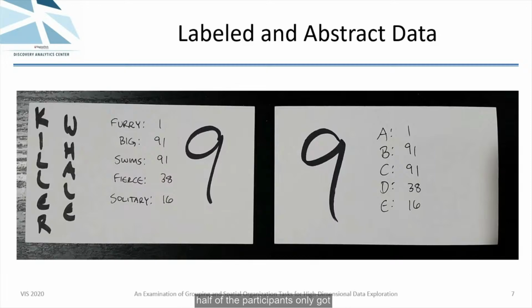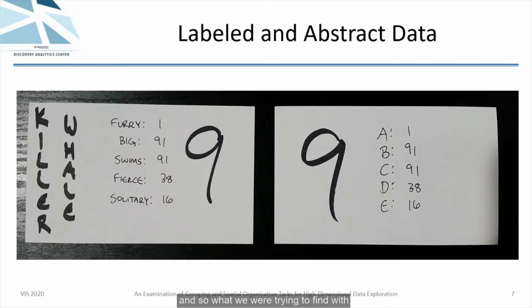But the other half of the participants only got this abstract data. They only knew that this was card number 9, and that there were 5 dimensions A, B, C, D, and E, which had data normalized from 0 to 100, representing some purpose to the underlying data.